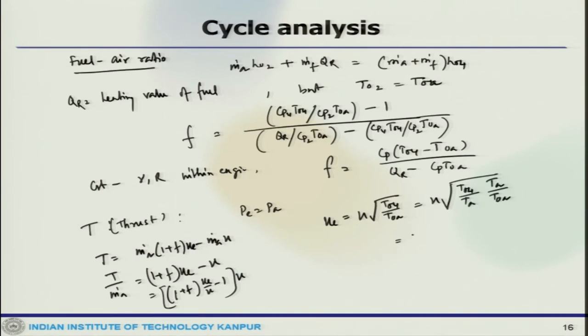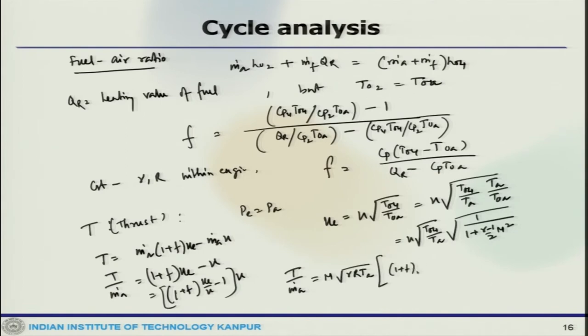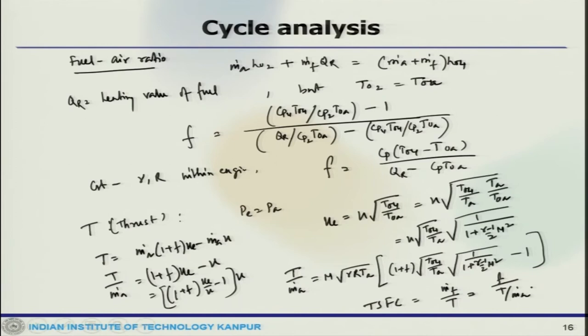So, u root of T naught 4 by T A times root over 1 plus gamma minus 1 by 2 M square. So, the thrust force can be expressed, which is M root gamma R T A, times 1 plus f, root of T naught 4 by T A, times 1 by root of 1 plus gamma minus 1 by 2 M square, minus 1. And TSFC, this could be m dot f by T, which is f by T by m dot a. So, these are the results that you will get from the ideal cycle.